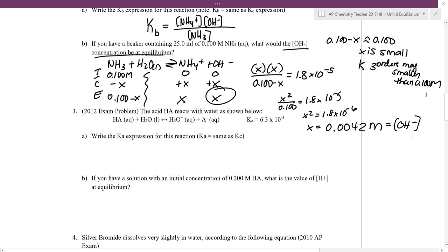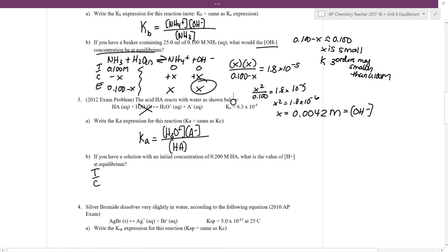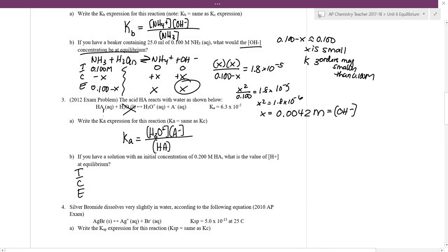So let's try one more. We've got an acid one here. So I'm going to write a Ka expression. Again, I'm going to leave out water because water is a liquid, so I leave those out of the K expression. So it'll just be H3O, A minus over HA. And I'm going to set up my ice chart just like I did before. So my HA starts out at 0.2 molar. I'm going to ignore my water. My H3O, I'm just going to write right underneath it, starts out at 0. And my A minus starts out at 0.